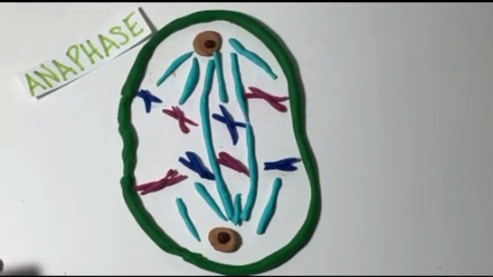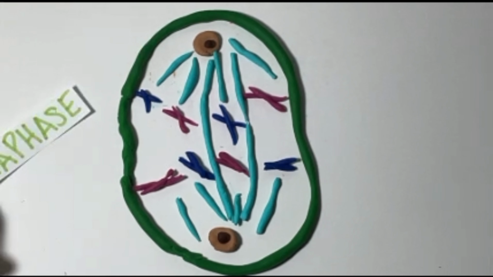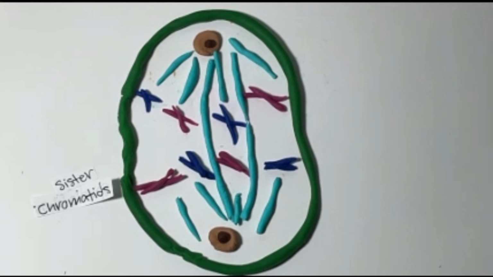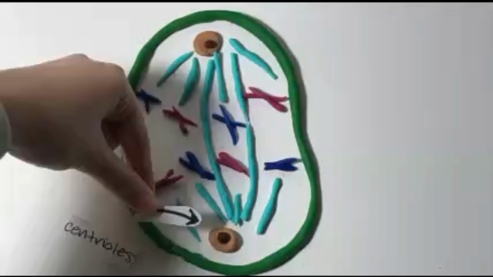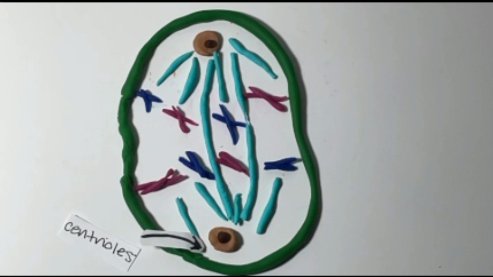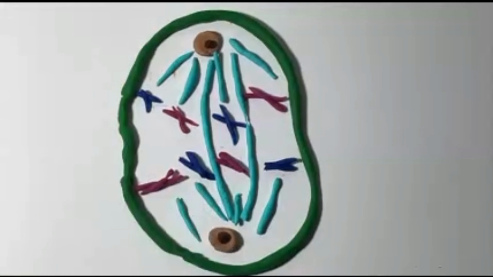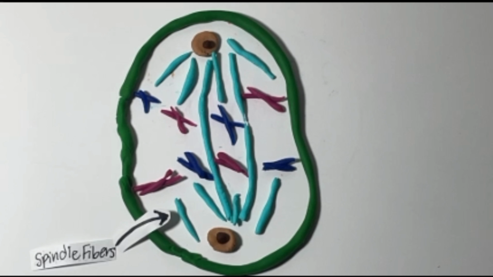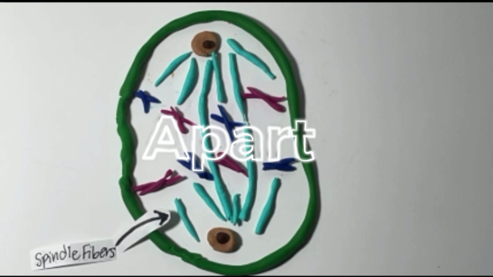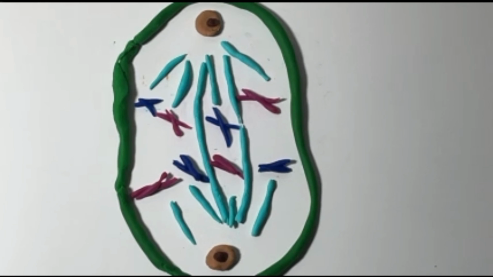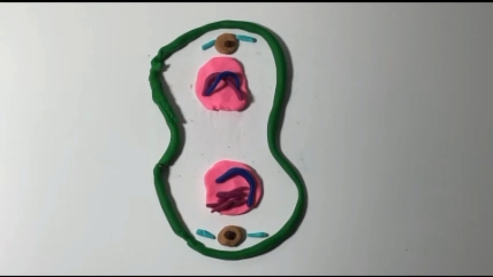In the next phase, known as anaphase, the chromosomes have been split, and we now have sister chromatids, which, pardon me, are supposed to look like this, and I modeled them wrong. Anyway, the sister chromatids are being pulled apart by the spindle fibers coming from the centrioles, and the cell membrane is undergoing preparation for upcoming changes. And a good way to remember anaphase is by the word apart.